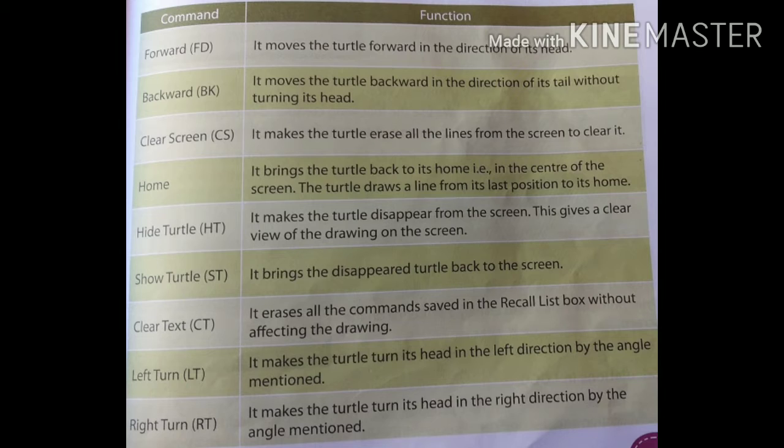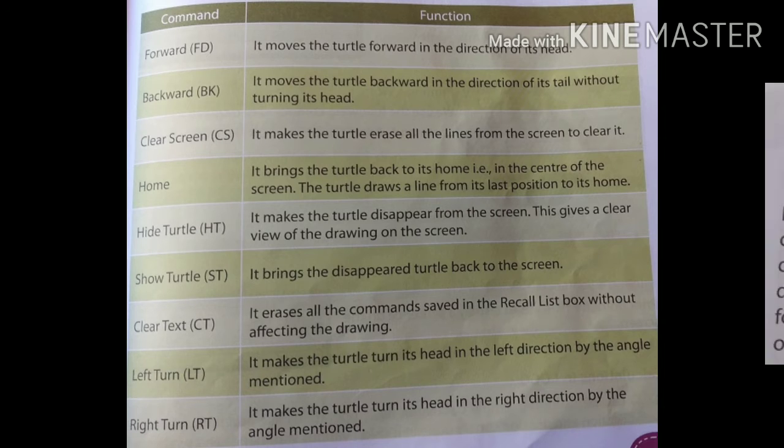Next one, clear text. The short form of the clear text primitive is CT. It erases all the commands saved in the recall list box without affecting the drawing. Next one, left turn. The short form is LT. It makes the turtle turn its head in the left direction by the angle mentioned. Next one, right turn. The short form is RT. It makes the turtle turn its head in the right direction by the angle mentioned.